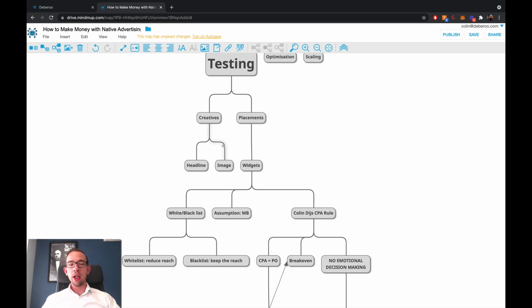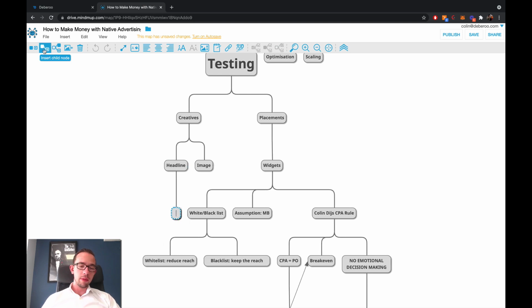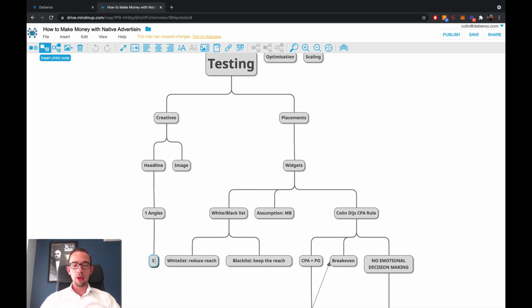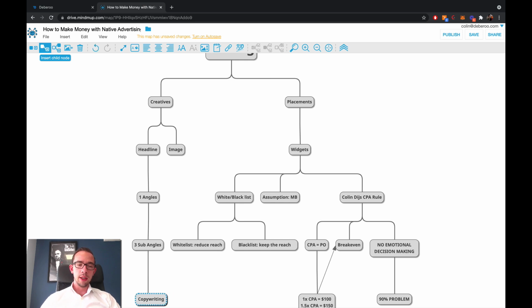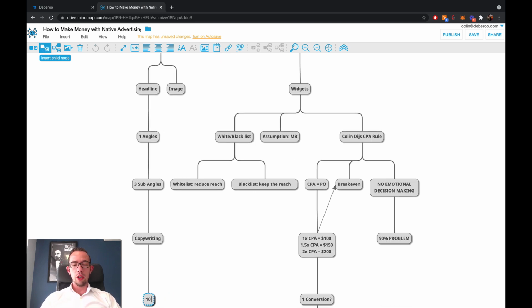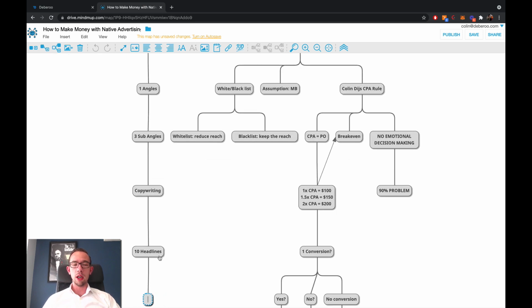So on the creative side, we have the images and the headlines. Very easy, gotta keep it simple, yeah? We take 3 angles. Well, or we do 1 angle with 3 sub-angles. This is copywriting, right? And then every sub-angle we do 10 headlines. And then you need to watch the character cap, right? Every exchange has a character cap, so you need to keep that in mind.